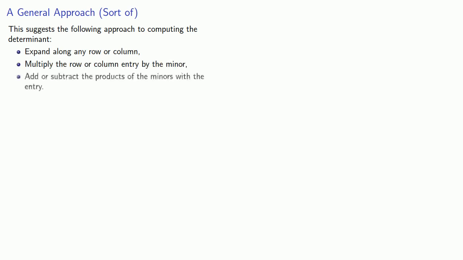So we just developed a general approach to finding the determinant where we could expand along any row or column, multiply the row or column entry by the minor, and then add or subtract the products of the minors with the entries. But the problem we ran into was how can we decide when to add or when to subtract? So let's think about that.